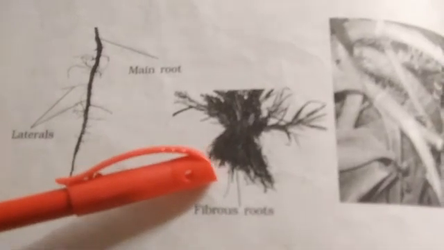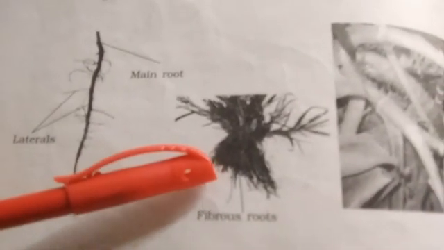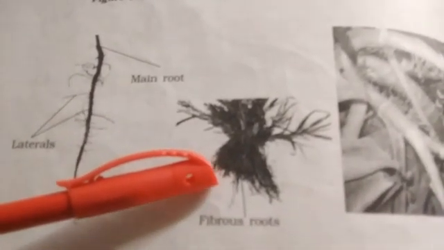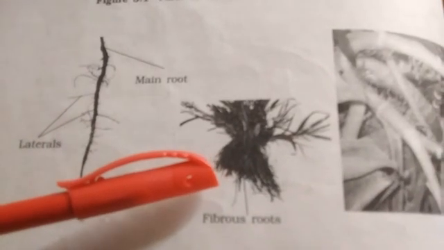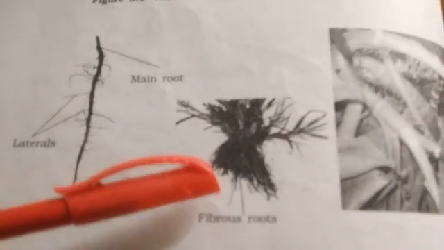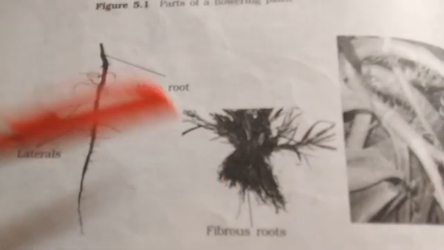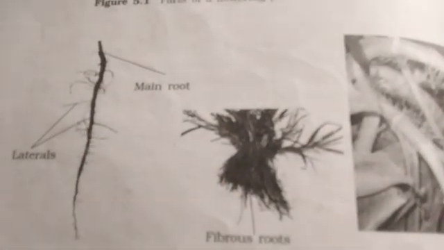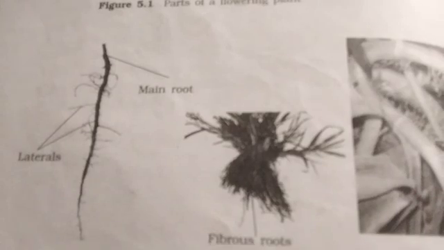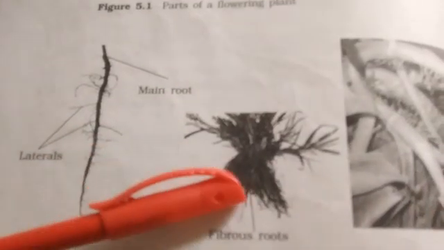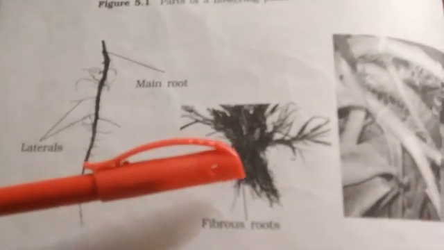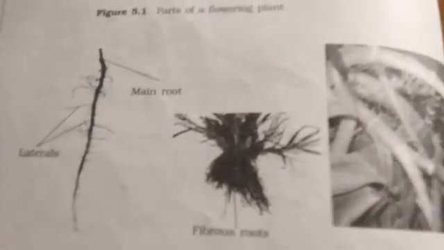And where do we find fibrous roots? We find them in various plants like rice, wheat, maize, banana. All these have fibrous roots, where the main root dries up and only the branches remain. And sometimes roots may also arise from the stem. It is very rare, but that may also happen.